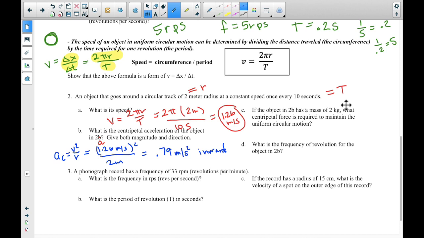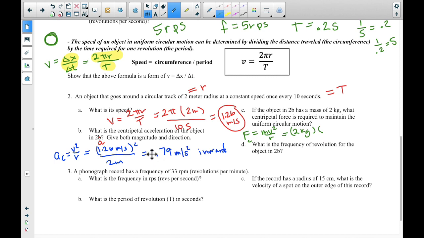Okay, if the object has a mass of 2 kilograms, what centripetal force is required to maintain the uniform circular motion? Centripetal force is the one I was saying it's going to help you to memorize. It's m v squared over r. So that's our centripetal force. So our mass is 2 kilograms.